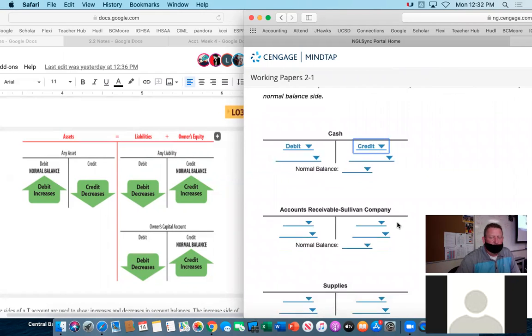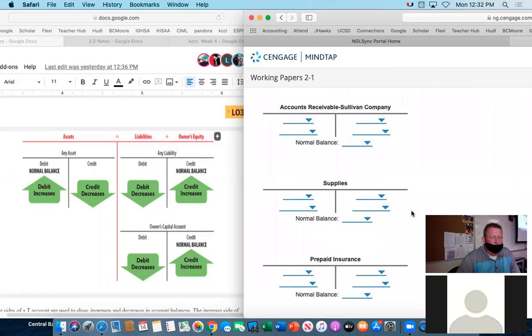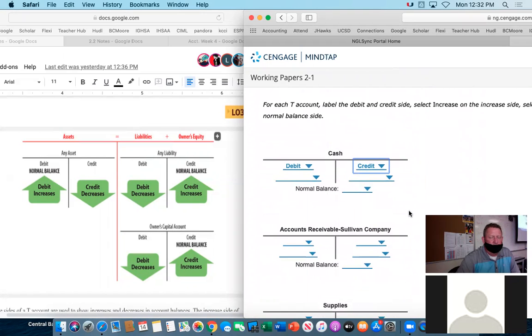Cash, accounts receivable, supplies, and prepaid insurance are all assets. So it's the same. Debits are on the left, credits are on the right. How do we increase an asset? Well, from this chart, they told us we will debit the asset. The debit's on the left, so we are going to increase on the left side.